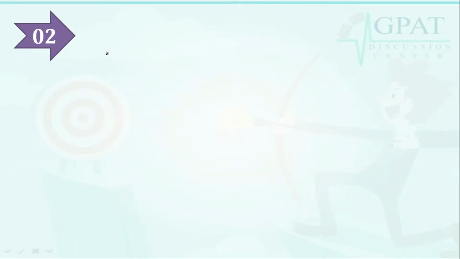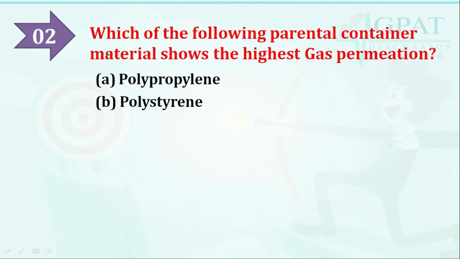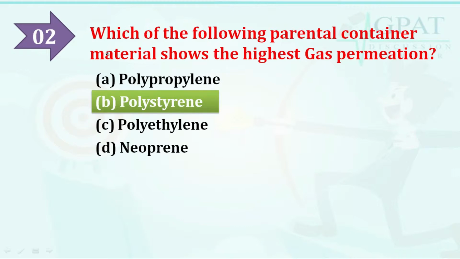So moving on to the next question: which of the following parenteral container material shows the highest gas permeation? The options are, option A is polypropylene, option B is polystyrene, option C is polyethylene, option D is neoprene. So which of the following parenteral container material shows the highest gas permeation? And the correct answer is polystyrene, the material which shows the highest gas permeation.